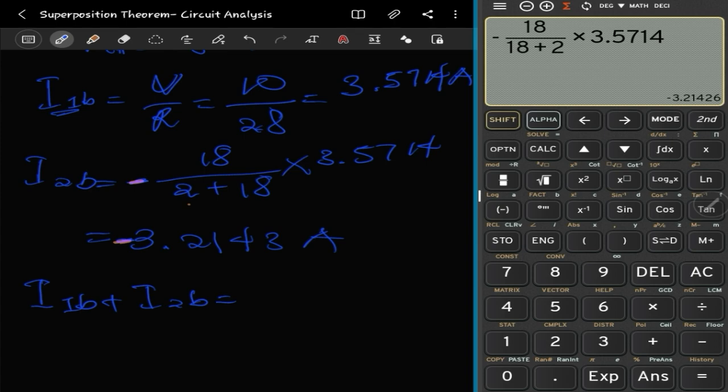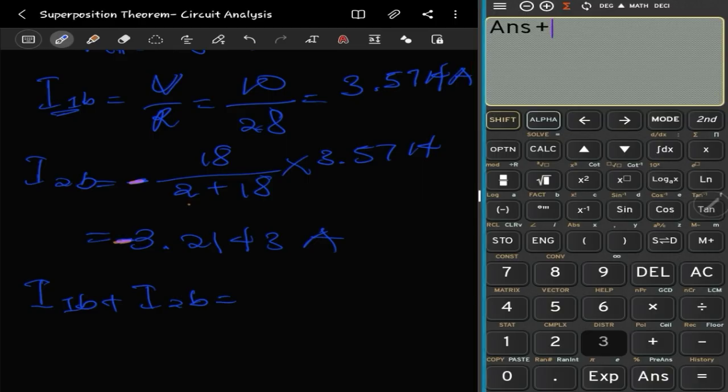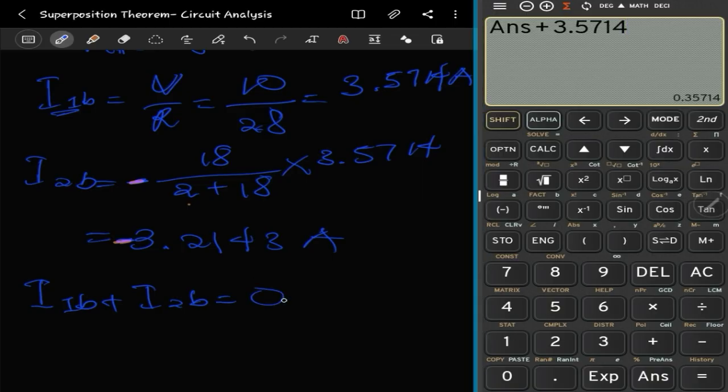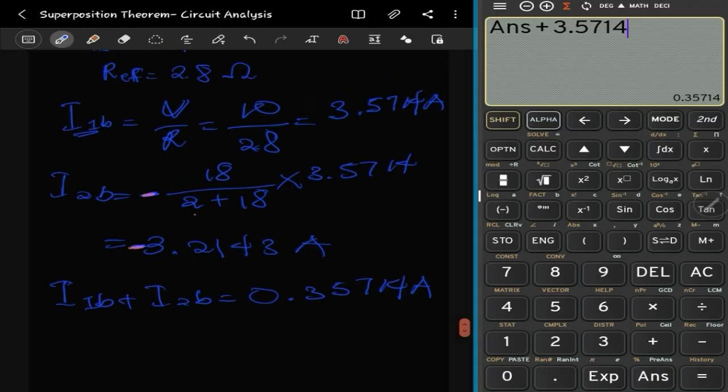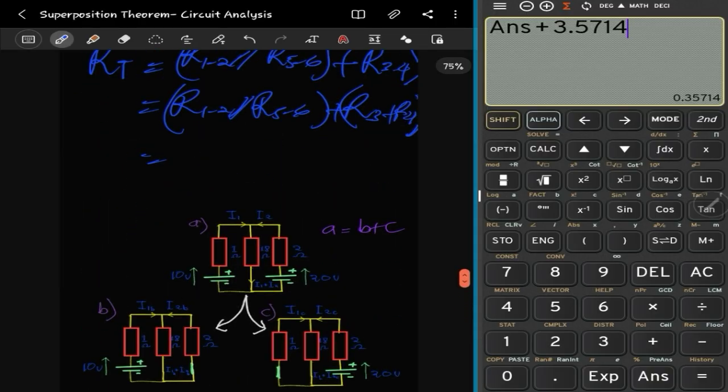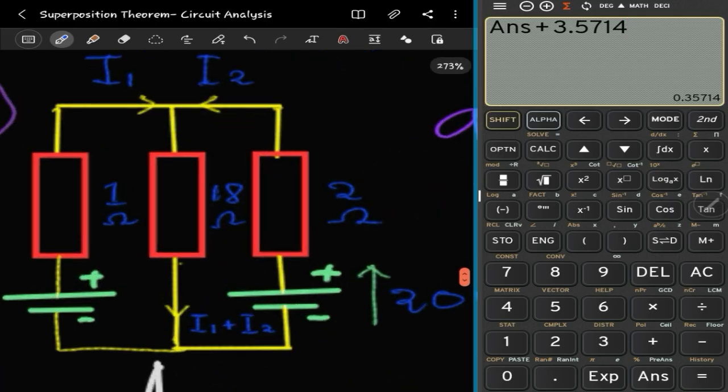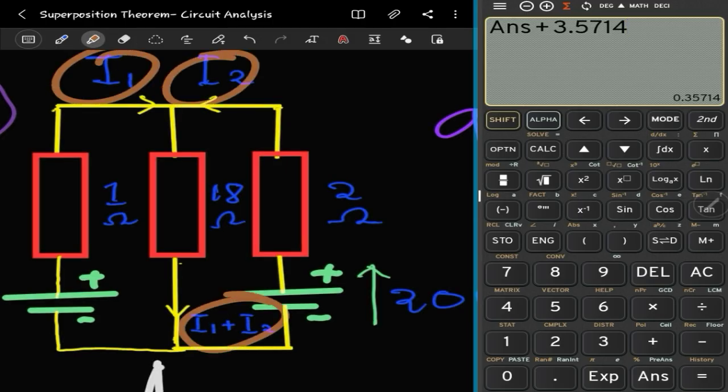So 3.2143 amperes, right? So this plus 3.5714, and this will give us 0.35714 amperes. So basically, because our main aim from the beginning was to be able to find the current in this branch here, right? Which says the combination of this and this, and we've split it. We are done with the B part, right?